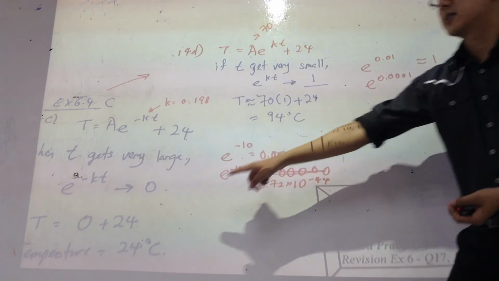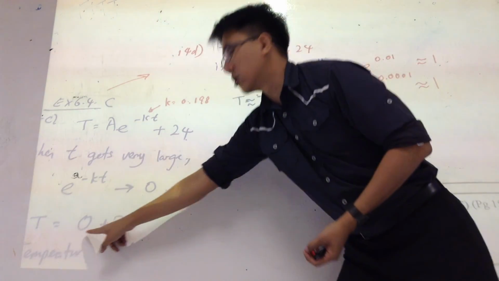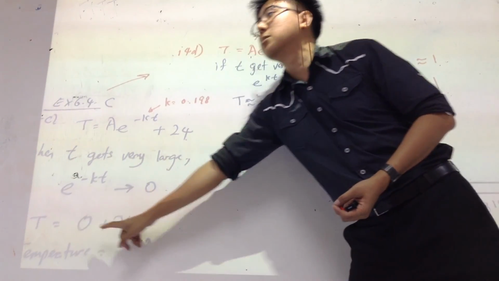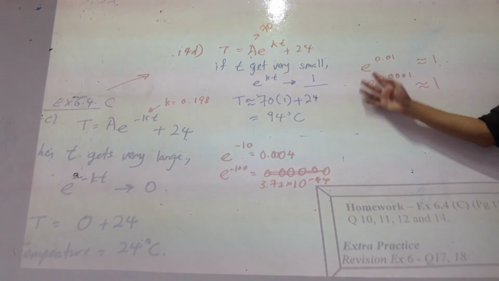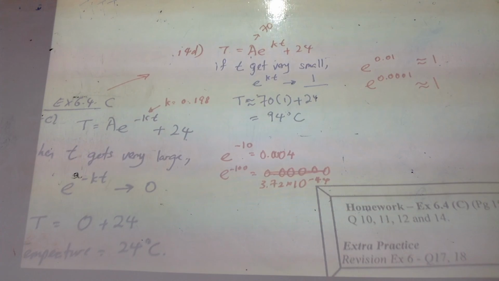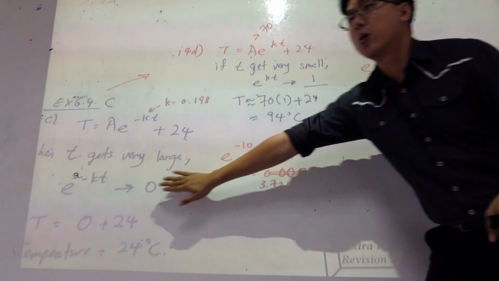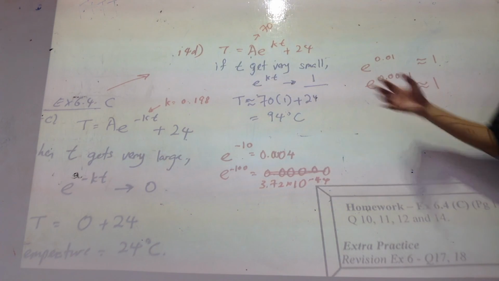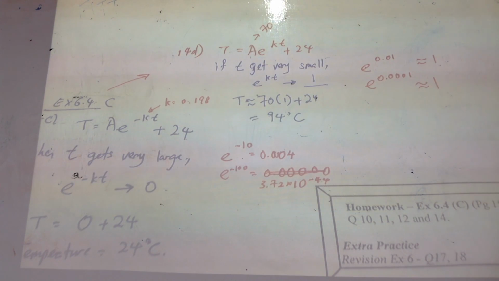You see the difference between this and this? Why is this 0 plus 24? Because it approaches 0, so the whole thing becomes 0. You see the difference? So I hope I answered both questions. Is it always 0? No. Is it always 1? No. It depends on the question. Clear?